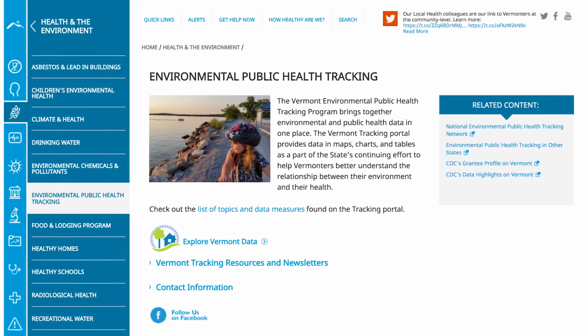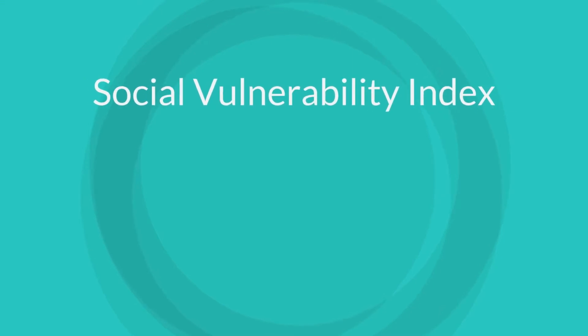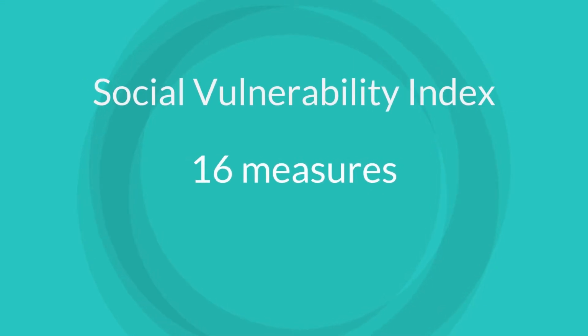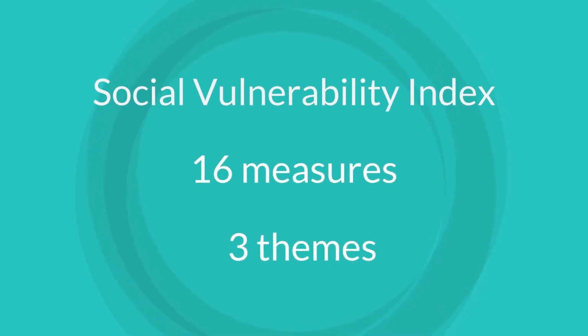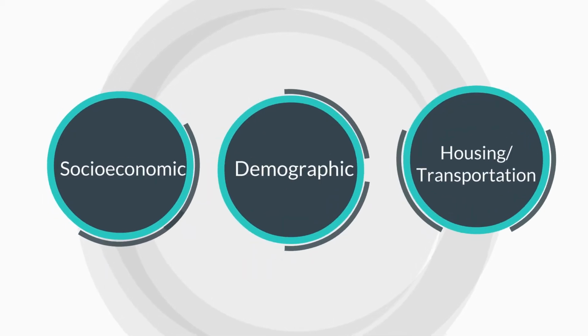You can find it through the Environmental Public Health Tracking Program. The Social Vulnerability Index incorporates 16 different measures that fall under 3 themes: socioeconomic, demographic, and housing transportation.